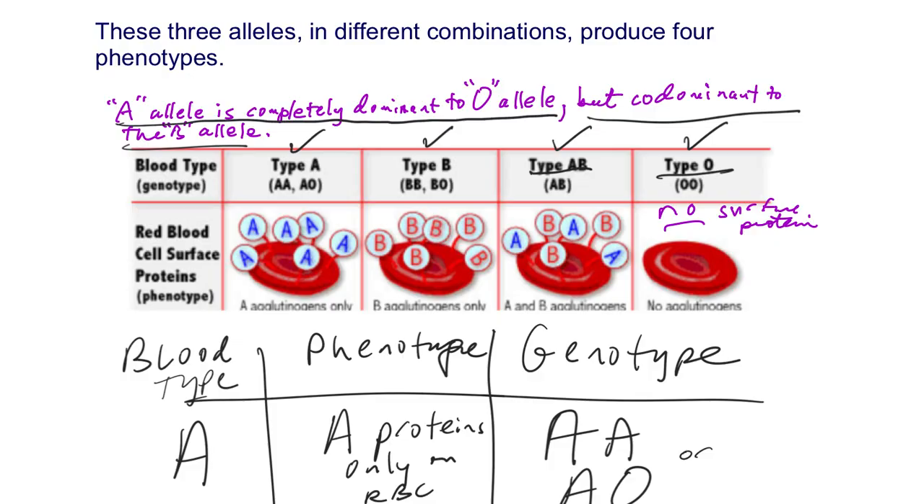So if you have a recessive allele like O, well, we don't draw it like a little o, we just draw a capital O. But if you have a recessive allele and you have two codominant alleles that are completely dominant to that recessive allele, then you have what we call codominance. I don't see the big difference. I think it's just too picky.